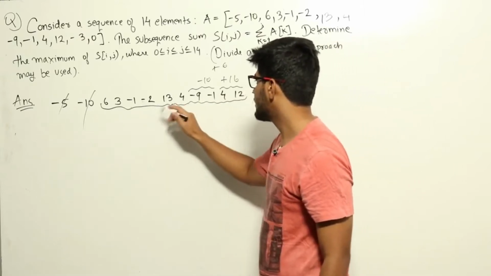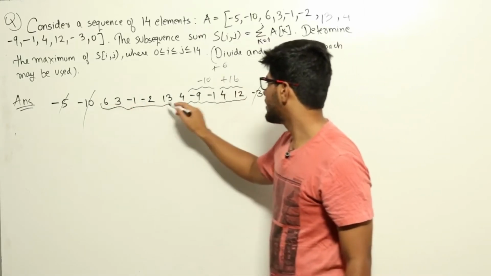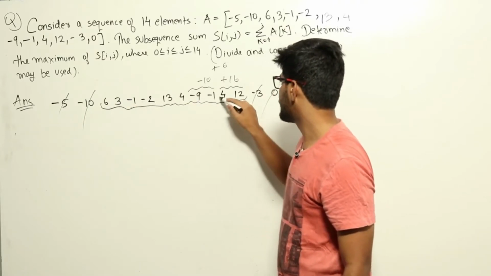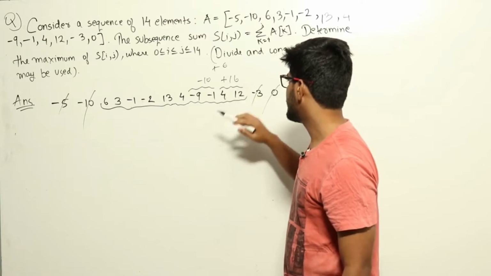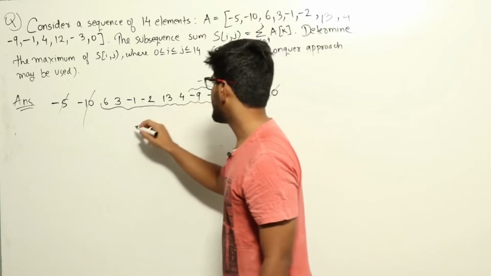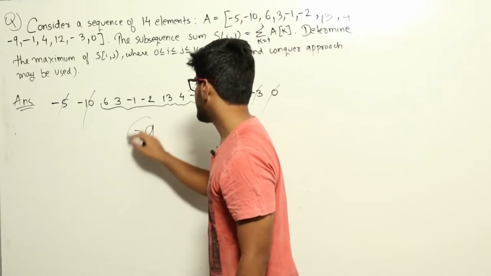So the total was how much? 6 plus 3 is 9. 9 plus 13 is 22 plus 4 is 26 plus 4 is 30 plus 12 is 42 minus 10 is 32 minus 3 is 29. So the final answer is 29.